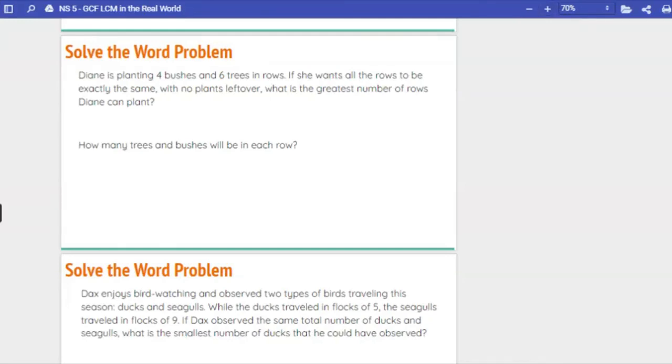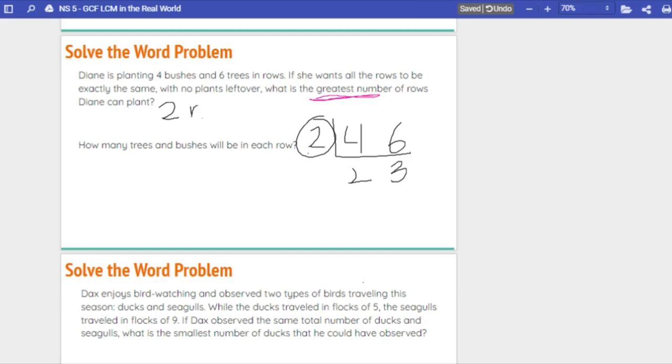We got our keyword. If you notice, some of these keywords seem to show up quite a bit. What's the greatest number? So, greatest common factor. We have 4 and we have 6. Create our ladder. What goes into 4 and into 6? 2. 4 divided by 2 is 2. 6 divided by 2 is 3. So what's the greatest number of rows she can do? She can do 2 rows.